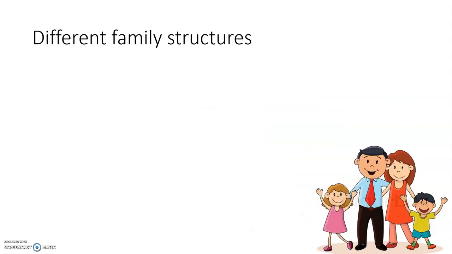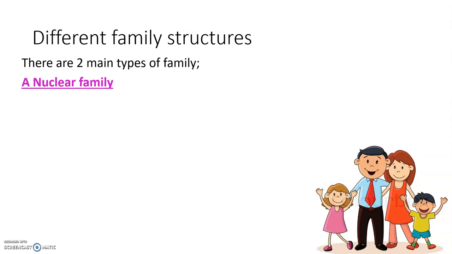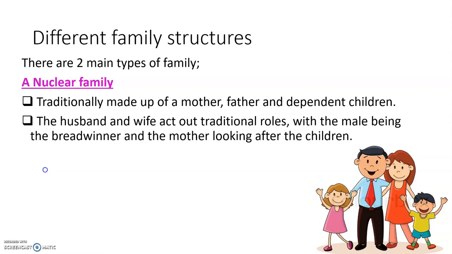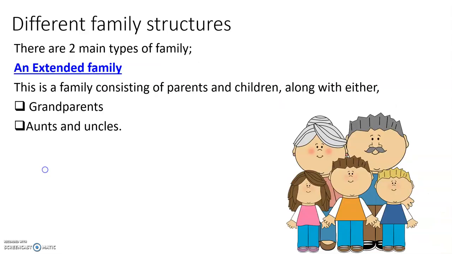So, different family structures then. There are two main types of families that you need to know about. The first one would be your nuclear family. This is made up of traditionally a mother, father and dependent children. The husband and wife act out very traditional roles. The male is normally the breadwinner, which means they go out and earn the money, and the mum would generally do most of the caring role.